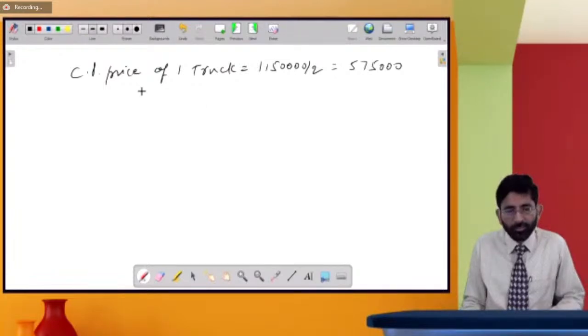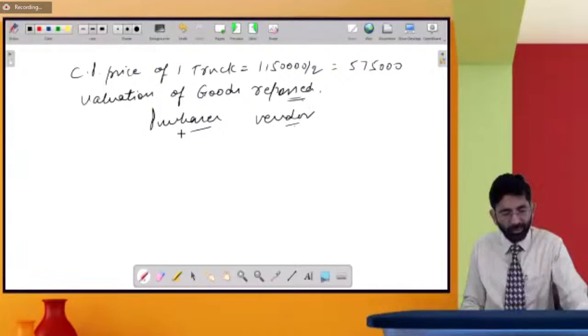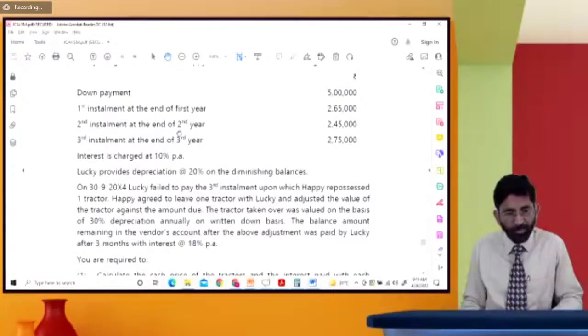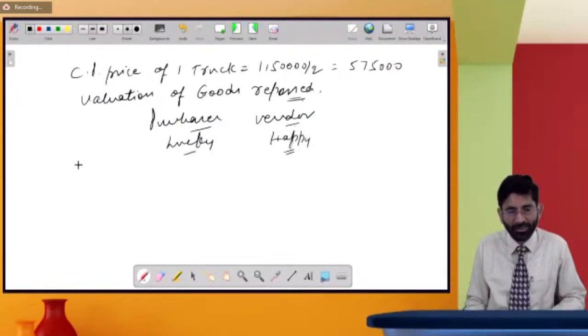Now, valuation of goods repossessed or truck repossessed. It is from the purchaser's point of view and the vendor's point of view. Both we have to get. The purchaser is named here Lucky, and the vendor is Happy. One is Lucky, second one is Happy.